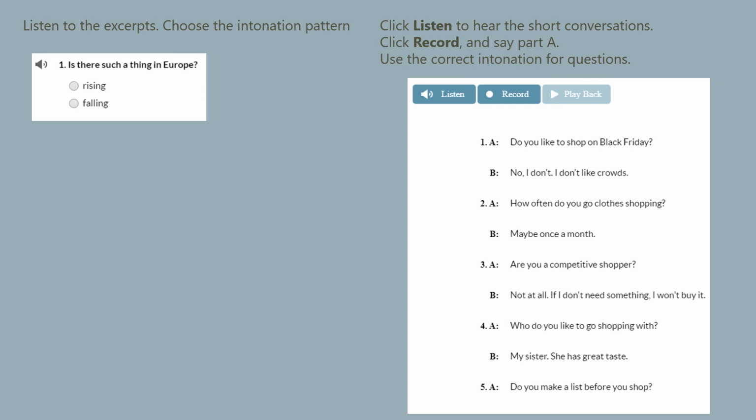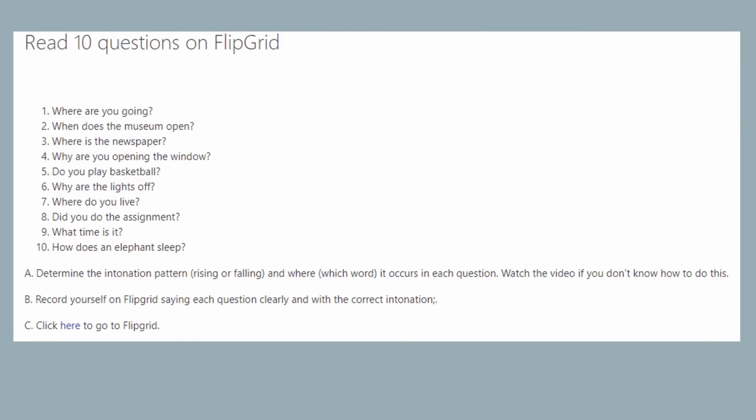Now, after the workbook exercises, you've got one Flipgrid exercise. And what you need to do is look at these questions. These are the Flipgrid questions, except I might change them a little bit. First thing you do is you need to determine the intonation pattern. Is it rising or falling? So look all the way down to question 5. This is a yes or no question. So we know it's a rising intonation pattern.